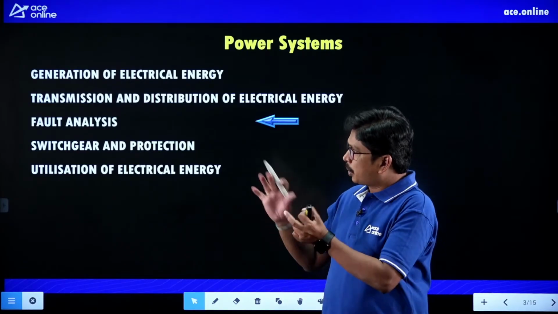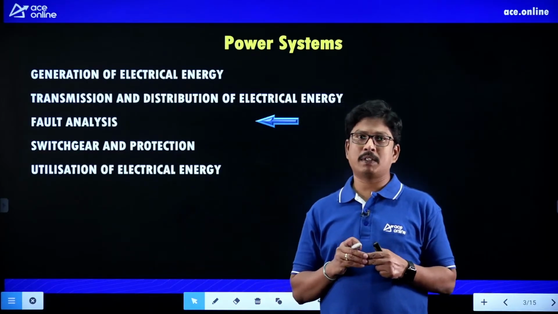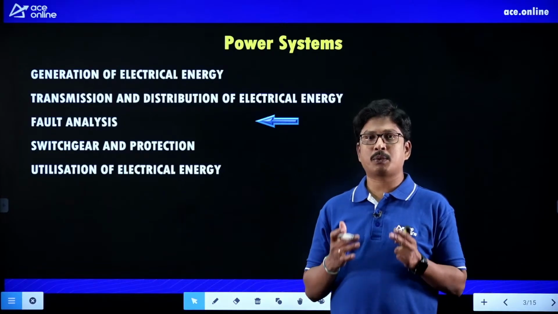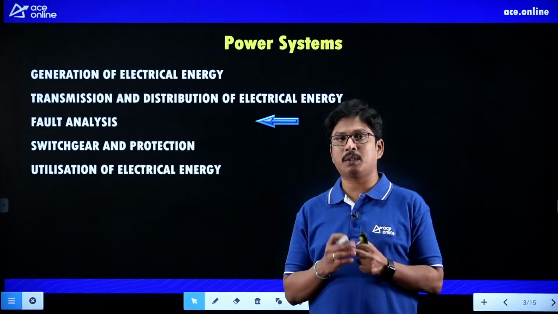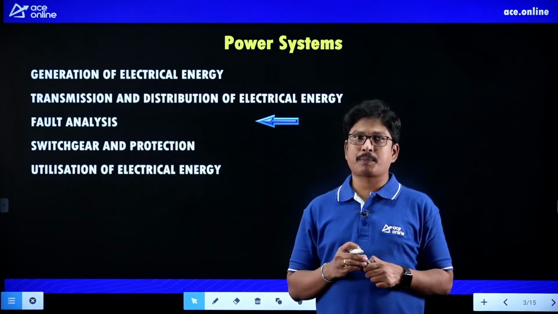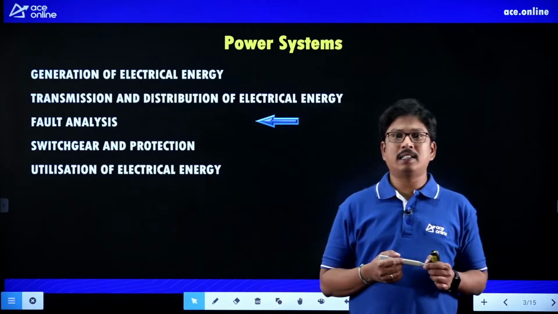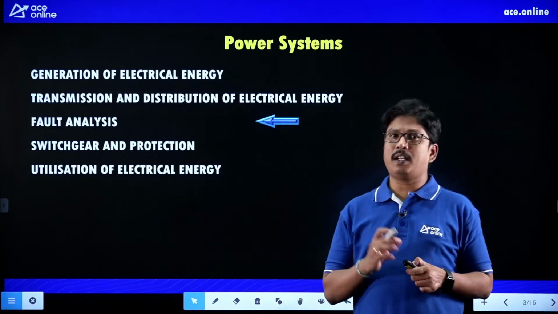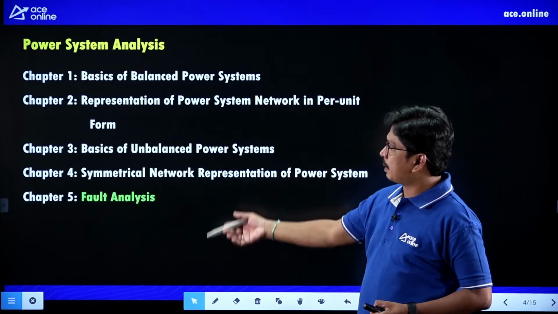So we have a huge syllabus for power systems, so we can expect more questions from power systems. At least we can expect a minimum of 20 to 25 questions, I am saying 20 to 25 questions, we can expect only from power systems, right? So in that, first of all, the fault analysis part. Today we are going to discuss the fault analysis. And if you see the fault analysis syllabus, right?